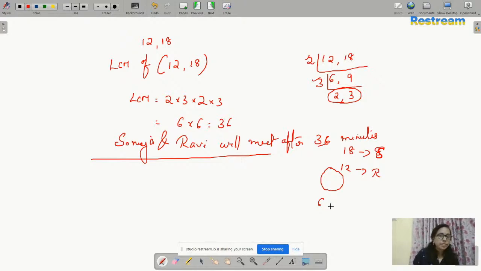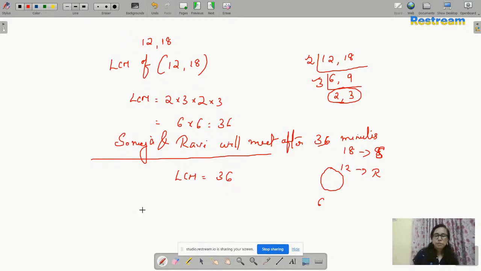They will not meet at 6 minutes because during those 6 minutes, what are they doing? They are running, right? Only at 12 minutes does Ravi reach that destination, right? So, always you want to find out the LCM. Don't forget it. LCM of 12 and 18. That means after 36 minutes, they will meet again.